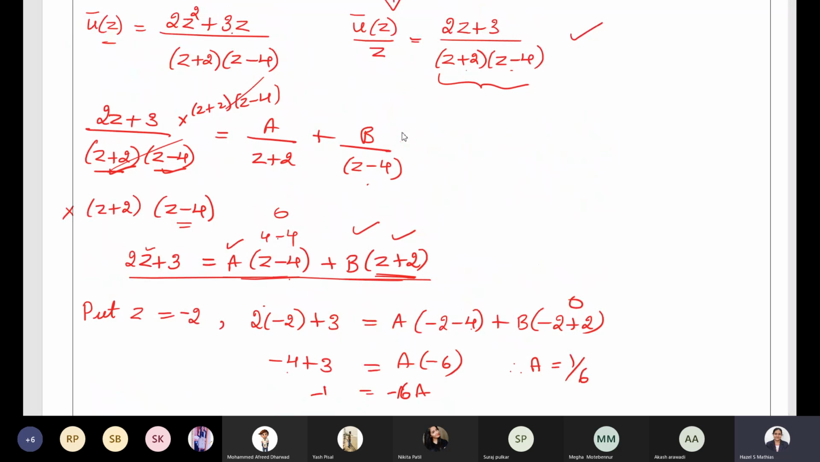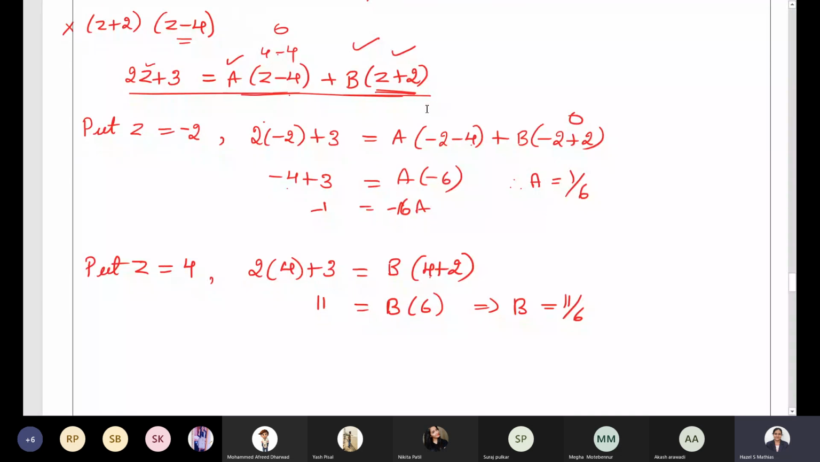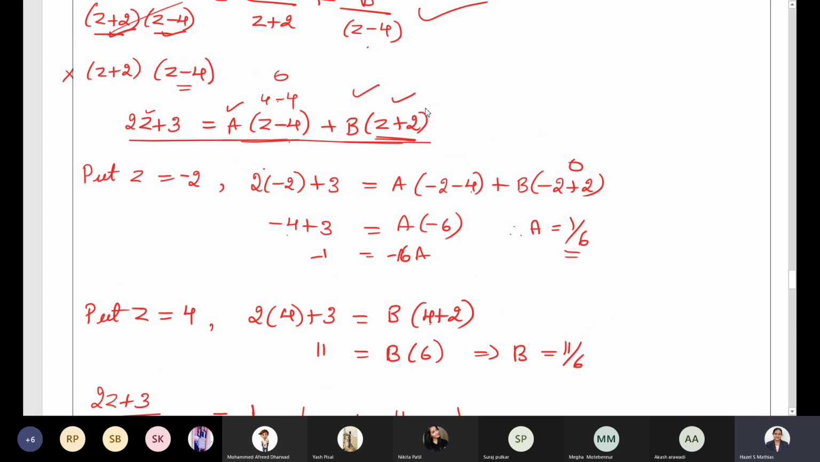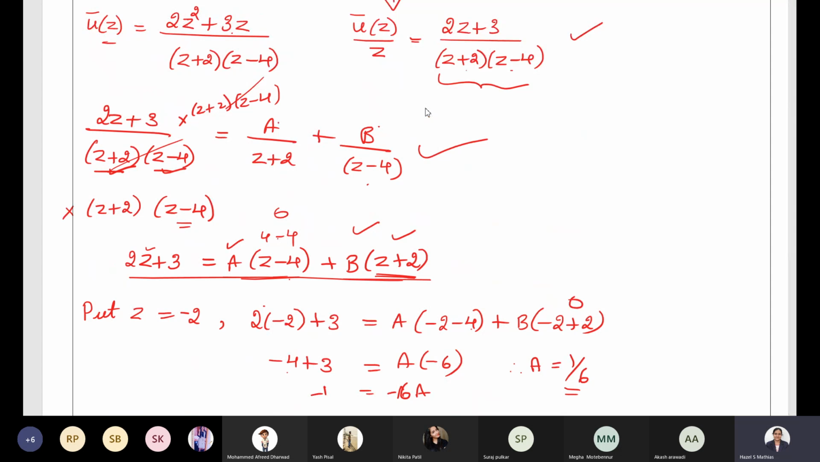Substitute over here in this expression the value of a and b. So 2z plus 3 divided by z plus 2 into z minus 4 is equal to a by z plus 2. A is what? 1 by 6. So a by z plus 2: a is 1 by 6 into 1 by z plus 2. B is 11 by 6 into 1 by z minus 4. This is what we have done. Substitute over here the value of a and b, in a by z plus 2 plus b by z minus 4.